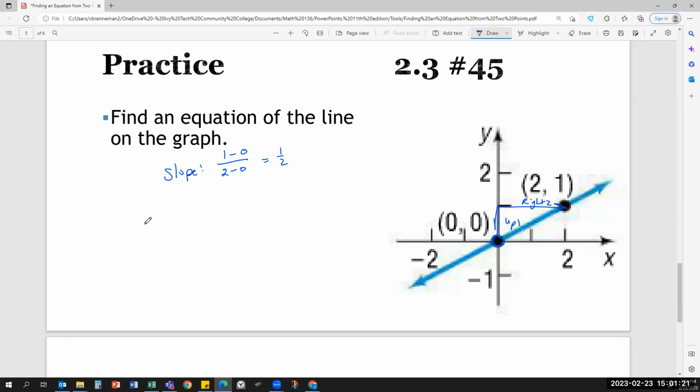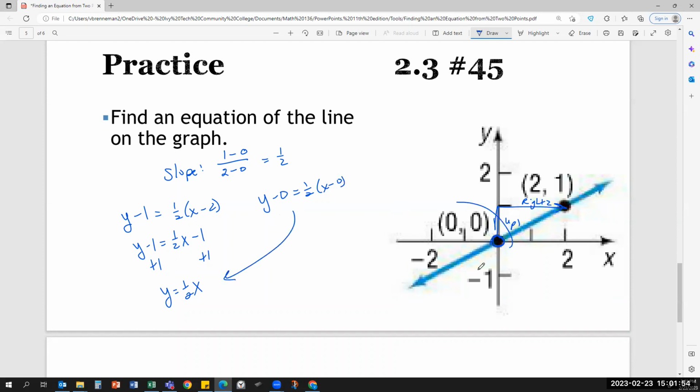And then I could plug in either point into point slope form. I could do y minus 1 equals 1/2 times x minus 2 and get there. So y minus 1 equals 1/2 x minus 1, add 1 to both sides, and I get y equals 1/2 x. If you have a 0, 0, that's always going to be the easiest thing to plug in. Y minus 0 equals 1/2 times x minus 0. The minus zeros aren't doing anything, so that's just y equals 1/2 x.